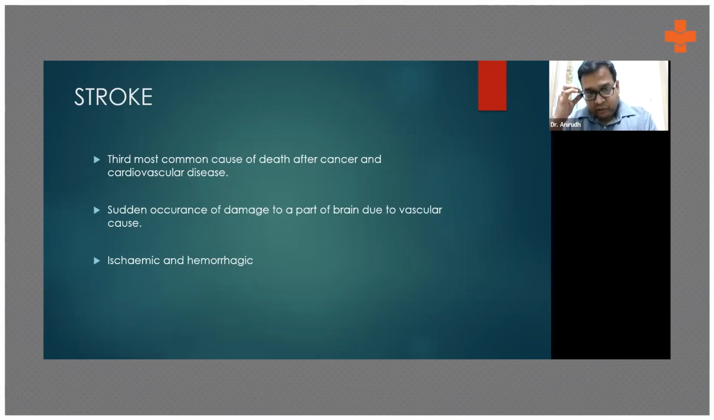We can define stroke as sudden occurrence of damage to a part of a brain which is non-traumatic in nature due to a vascular cause. Now, this vascular cause can be either an ischemic stroke or a hemorrhagic stroke. Ischemic stroke is where the blood flow to a certain part of the brain is stopped because of coagulation or a clot in the arteries. And hemorrhagic stroke is when, because of excessive blood pressure or because of an aneurysm, there's a rupture of an artery which supplies the brain.